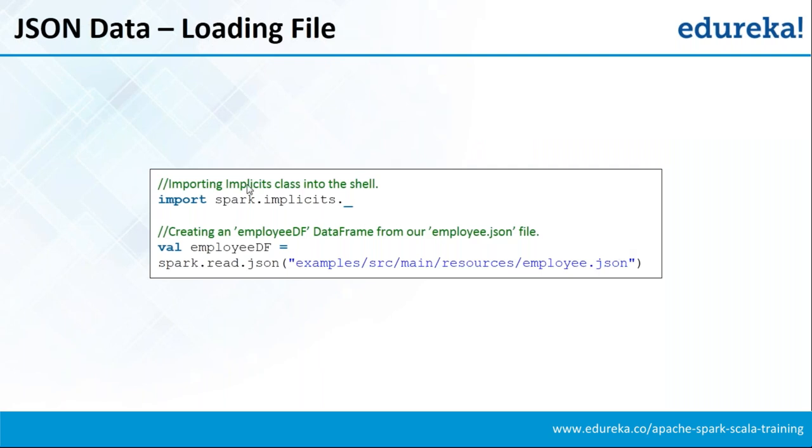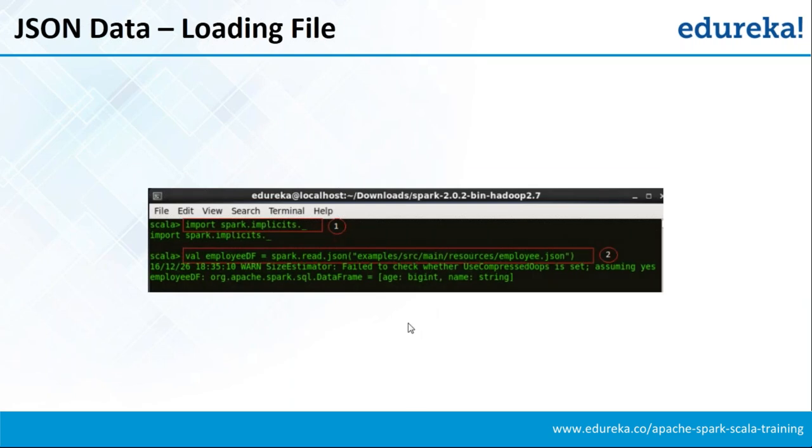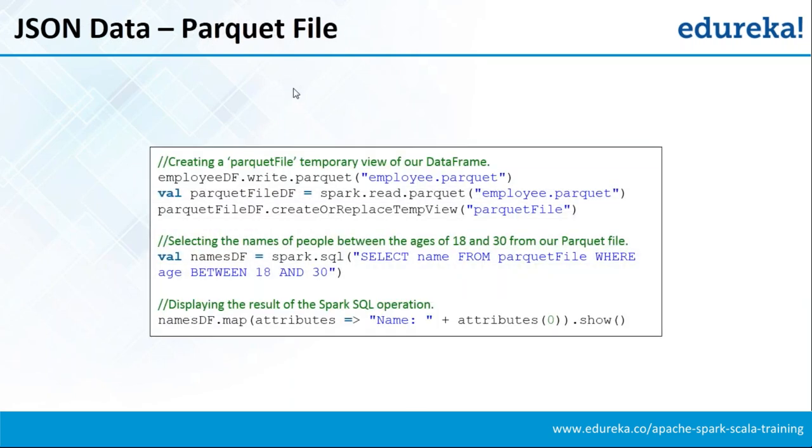So in this case, we will first be importing our libraries. Once we are done with that, after that we can just say read.json. We are just bringing up our employee.json here. See, this is the execution of this part. Similarly, we can also write back in parquet, or we can also read the value from parquet.